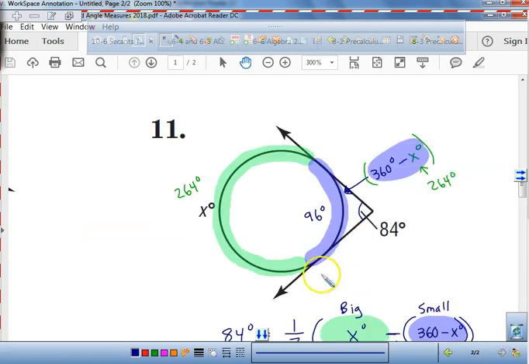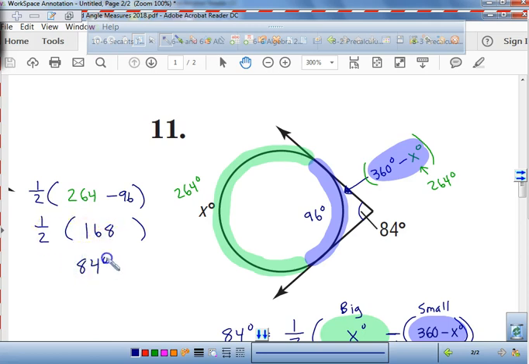Now, here's how you can check it. What is 1/2 of 264 minus 96? What is 264 minus 96? What does that equal? 168. And what is half of 168? 84, which matches our original angle that was given to us. That's how you know it's right.